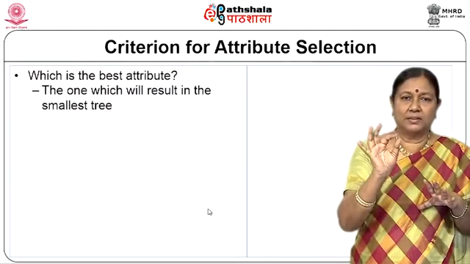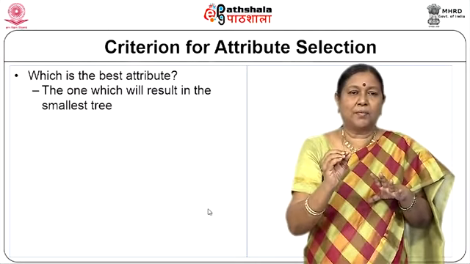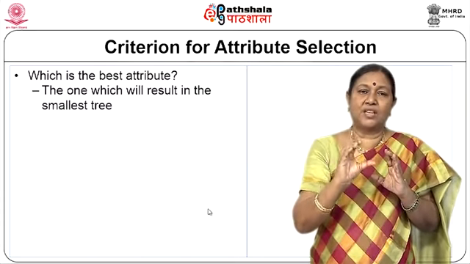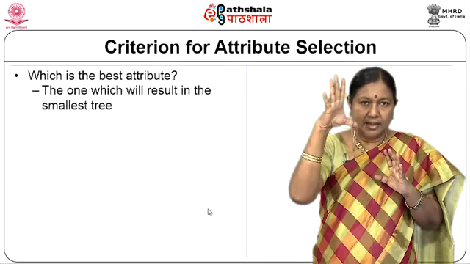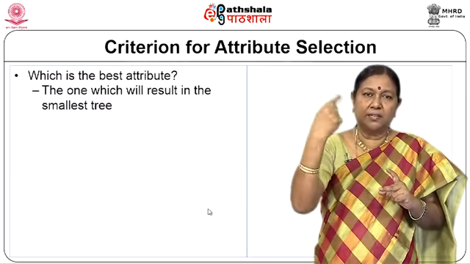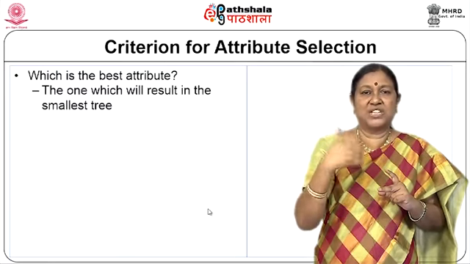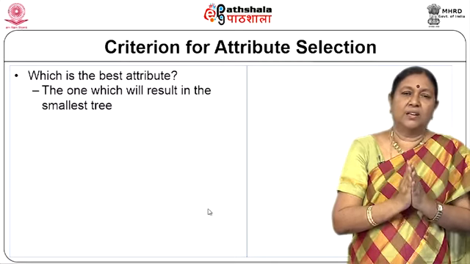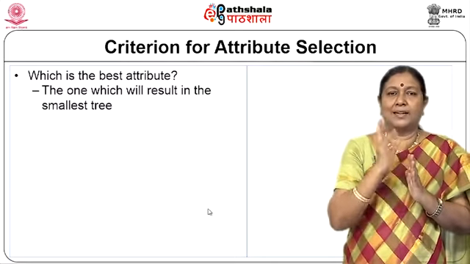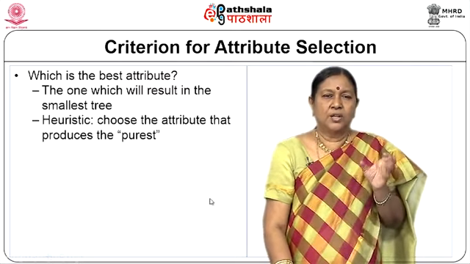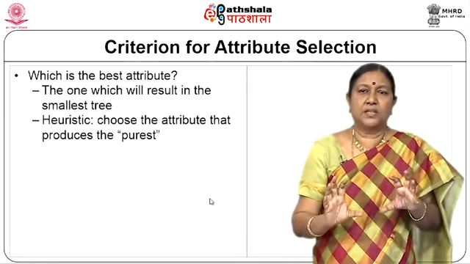Now we have come to the crux of the problem: the attribute that results in the smallest tree. What is the meaning of smallest tree? The least height, which means that when you start with a new example, you will get the classification earlier. So, the one which will result in the smallest tree is your best attribute. The heuristic is to choose the attribute that produces the purest subsets.